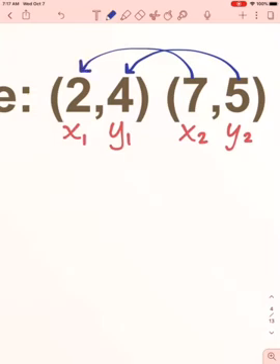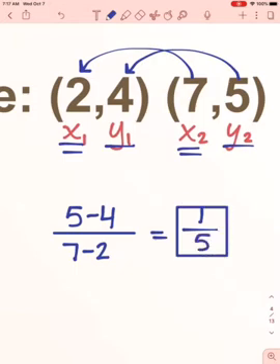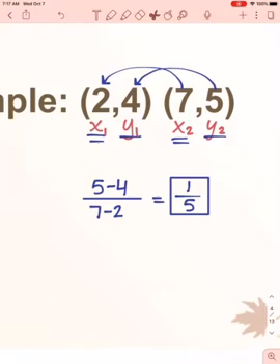Okay, so I labeled them. I subtract my y's on top and my x's on the bottom. So the top of my fraction, y2 minus y1, is 5 minus 4. The bottom of my fraction, x2 minus x1, is 7 minus 2. And then I simplify. 5 minus 4 is 1. 7 minus 2 is 5. So I get 1/5. Okay?